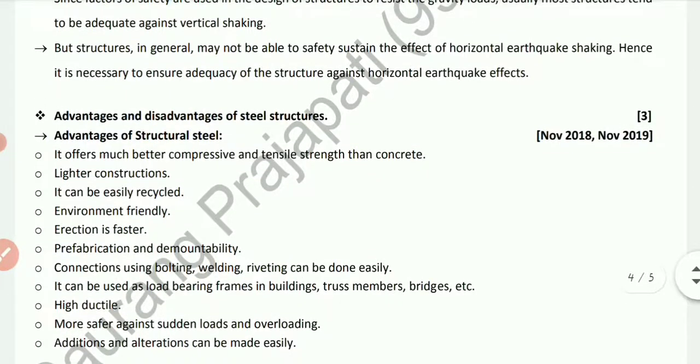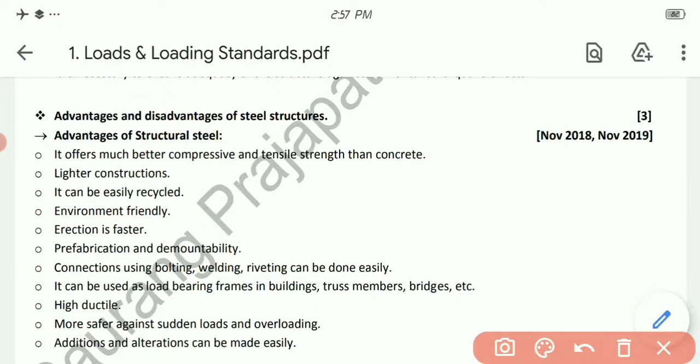Now next topic, that is the advantages and disadvantages of the steel structure. First of all, let's start with the advantages of the steel structure. There are so many advantages, let's discuss all of them. First one, it offers much better compressive and tensile strength than concrete. Second, lighter construction. Third, it can be easily recycled. Fourth, environment friendly. Fifth, erection is faster.